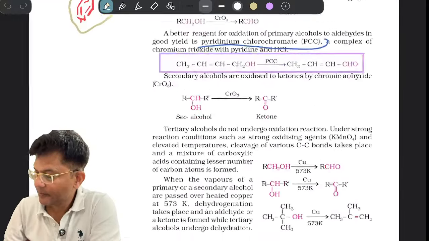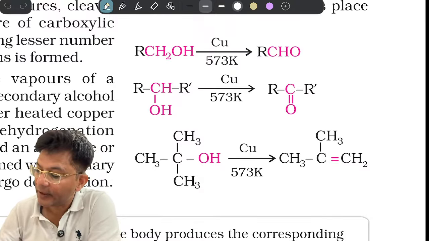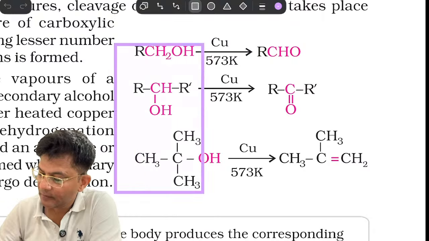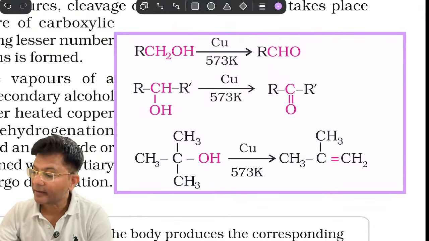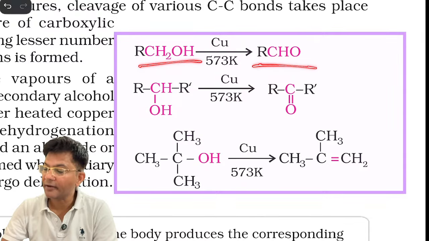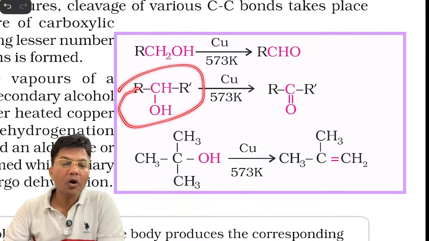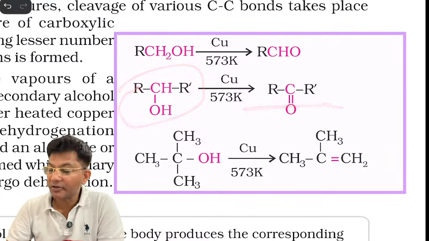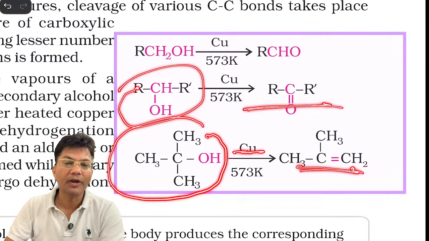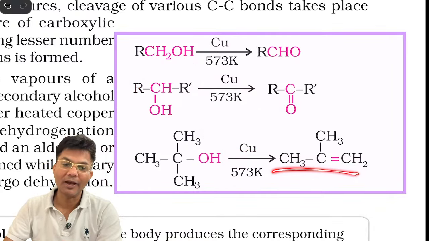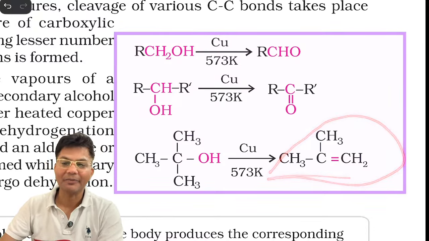Now, as I was telling you, focus over here. Is it visible to all of you kids? Remember that primary alcohol with MOA gives RCHO, as well as with copper they are giving RCHO. Secondary alcohol with MOA or SOA gives ketone, and with copper this is also giving ketone. But tertiary alcohol with copper will undergo dehydration to produce isobutylene. Remember that. Here dehydration is taking place, right?